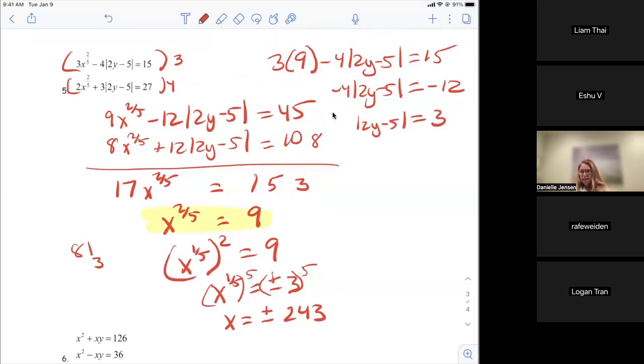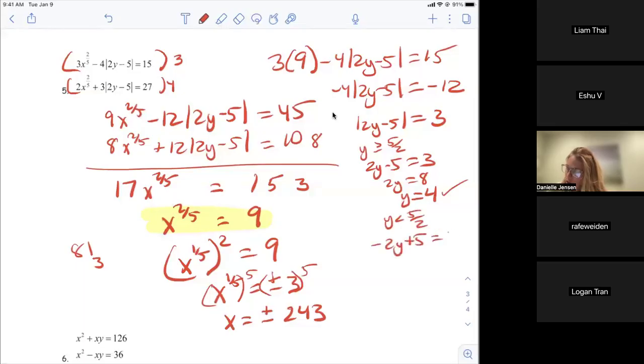Okay. And so now it changes sign across 5/2, right? So if y is greater than or equal to 5/2, then I've got 2y minus 5 equals 3, or 2y is 8 and y is 4. And is that greater than or equal to 5/2? That's greater than, so that would work. Yep. All right. And the other one is y less than 5/2. I'll have negative 2y plus 5 equals 3, or negative 2y equals negative 2, y equals 1, which is less than 5/2. So it turns out we have 4 answers here.